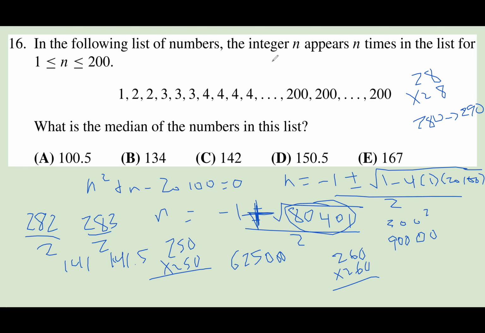Remember how we said that if the sum of the first n numbers is, let's say, 6, like 1 plus 2 plus 3 is 6, so that means the sixth number would be a 3, the seventh number would be a 4. So if n is 141, then it's actually going to be, because it's a little bit bigger than 141, right? Because it's in between 141 and 141.5. So the answer must be 142, which is choice C.